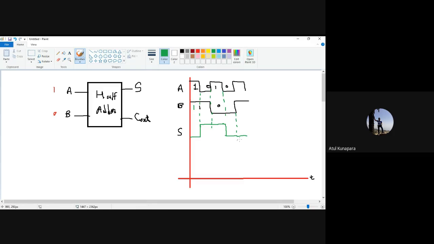So like this, you can see the sum output for this half adder circuit, which you are getting over here, is going to depend on the present value of A only.